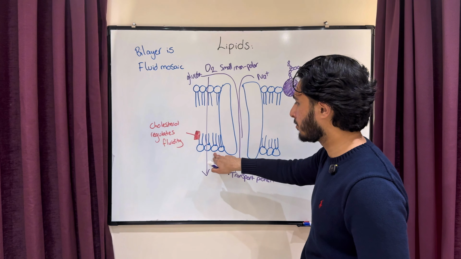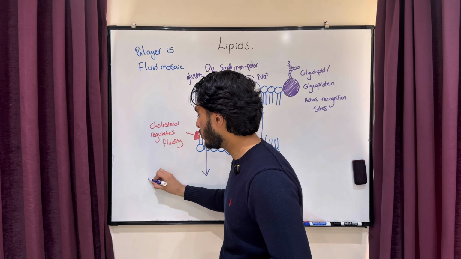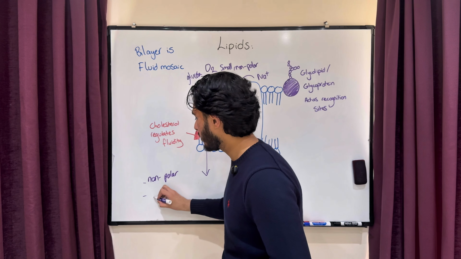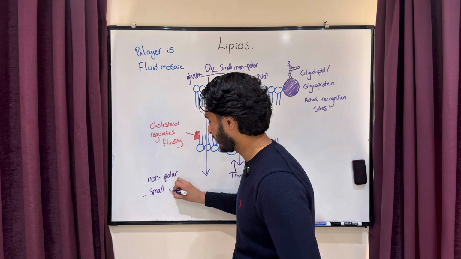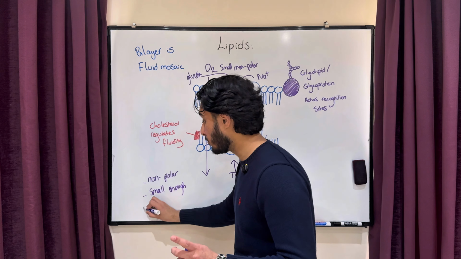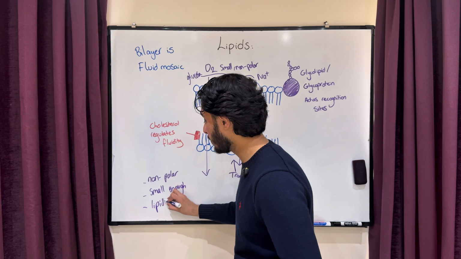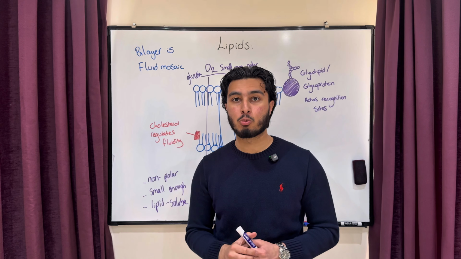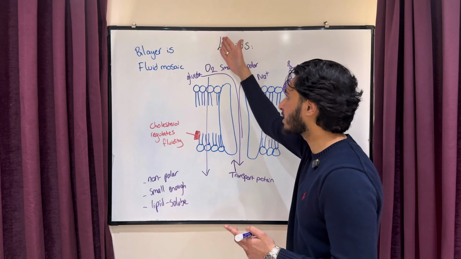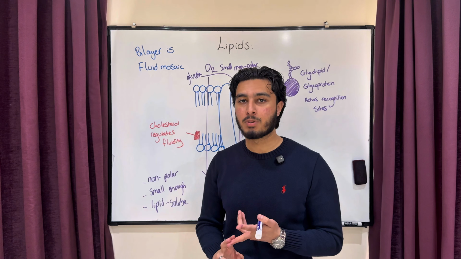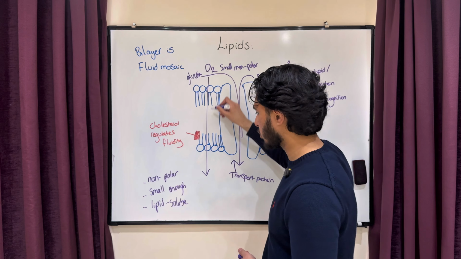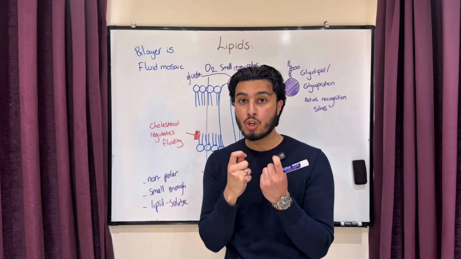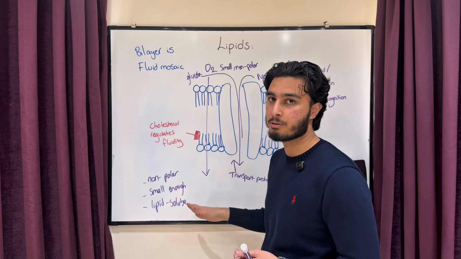So if you want to pass through a phospholipid, you must be non-polar and you must be small enough. And you must also be lipid soluble. So you must be able to dissolve in the phospholipids as well. So for example, estrogen, or any steroid, or fatty acid would be the easiest example here. The fatty acids could pass through here. Any substance that is not lipid soluble can't pass through here.